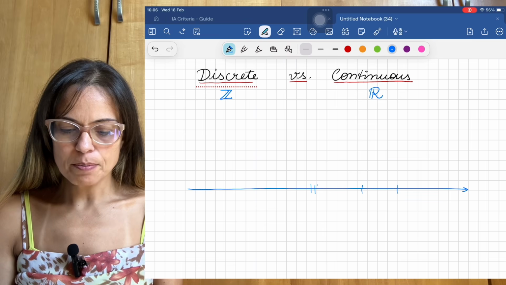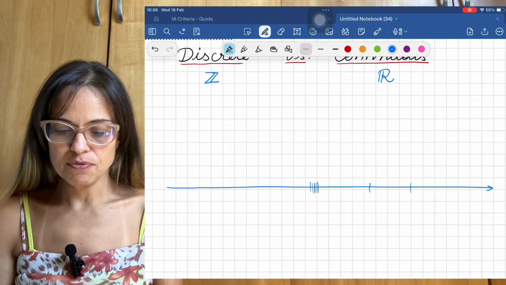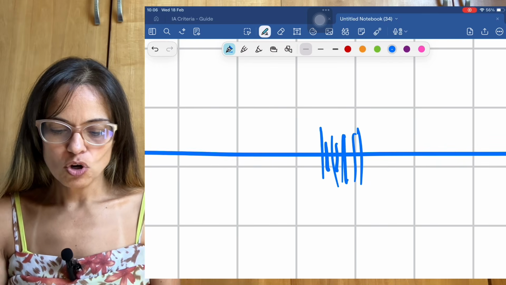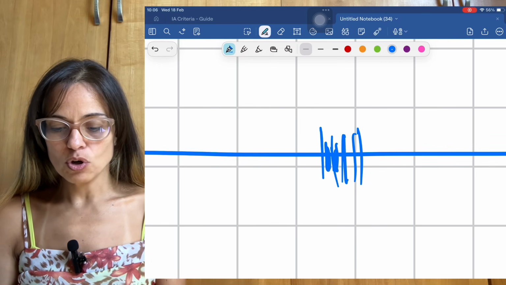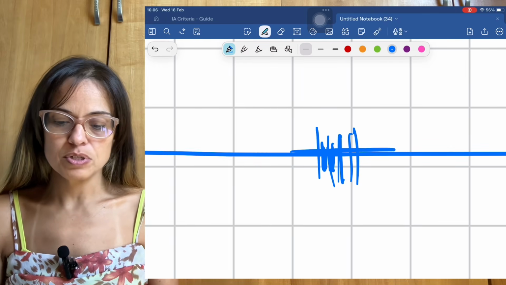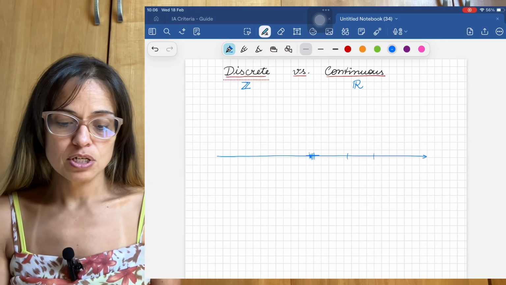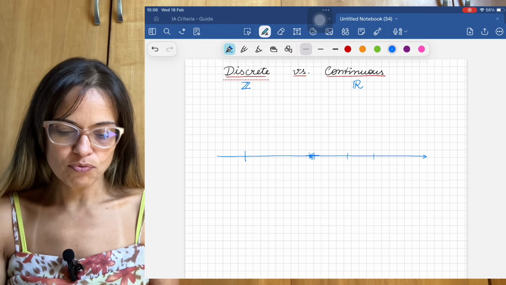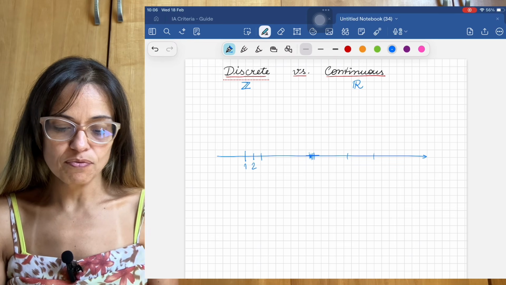There are no gaps between what the numbers can be. If you keep zooming in, you can put one in between the numbers that are already there. So that's why I draw it horizontally, because it's continuous. The integers, on the other hand, are very precisely positioned. You have 1, you have 2, you have 3.